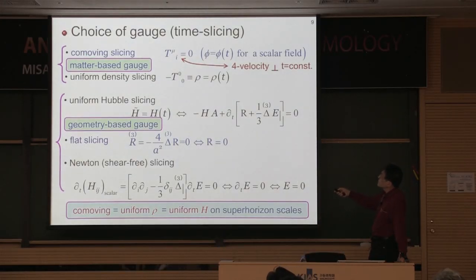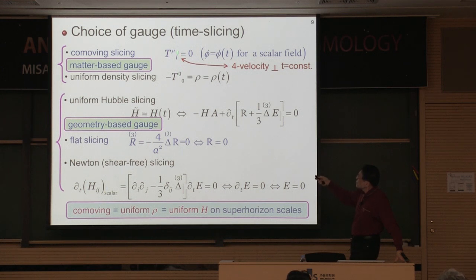I just talked about this comoving slice, and actually this corresponds to the so-called velocity orthogonal slicing from the relativistic point of view, but it doesn't matter so much at the moment. Anyway, this is what we used to compute the curvature perturbation. And the uniform density slice, which is quite close to this, is defined in terms of density. So you can just define the slicing where the density fluctuation vanishes.